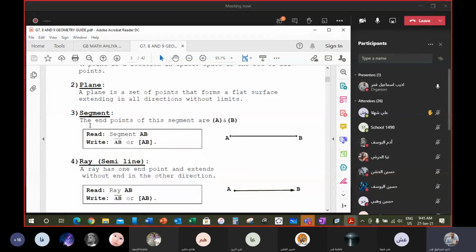Segment. The endpoints of these segments are A and B. This is segment AB. It's a part of a line. This is why we call it segment. Segment means piece. And its symbol is like that.